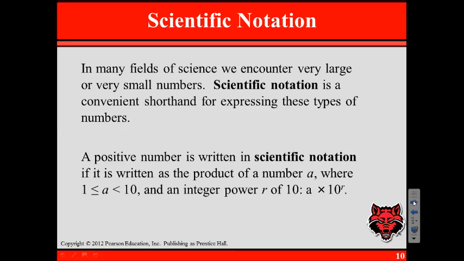In many fields of science, we encounter very large or very small numbers, and scientific notation is a very convenient shorthand for expressing these types of numbers. So we know we have a number written in scientific notation if it is a positive number written as the product of a number, which we'll just denote with a, where a is between 1 and 10, and this is very important. A has to be between 1 and 10. And that a is being multiplied by an integer power r of 10. So we will have a times 10 to some power, and that power could be a negative or a positive number.